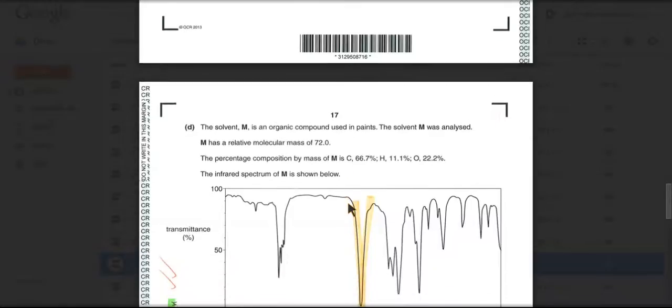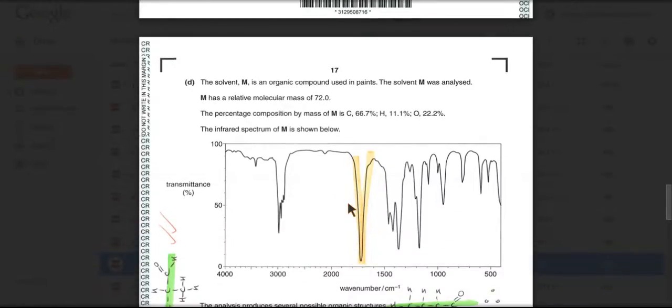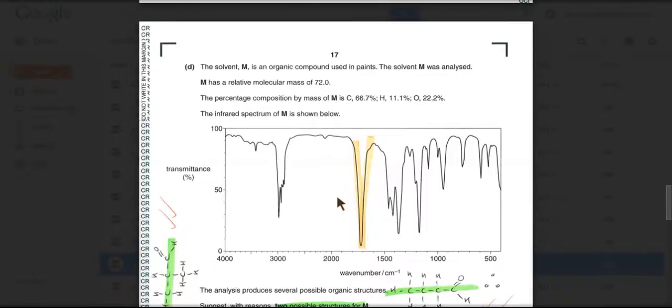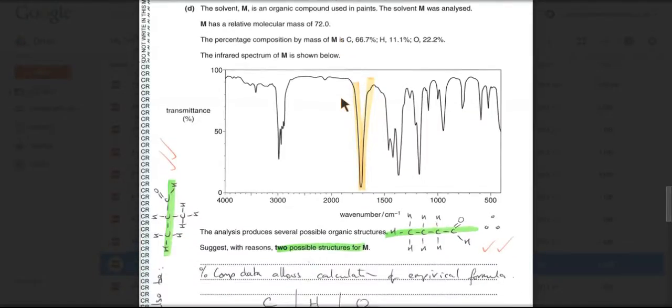So it's moving over to infrared now. So we've got a solvent M, an organic compound used in paints. It's got an Mr of 72. We've got some percentage composition by mass. So straight away you can be thinking, well, I can calculate the empirical formula from that. I've got the Mr of the molecule, so I'll be able to work out the molecular formula. And we've got the infrared spectrum. So I've highlighted this straight away. Giveaway there, you've got a C=O here, and the fact that there's no broad absorption here, straight away you know there's no OH. So it's looking like this is either an aldehyde or a ketone.